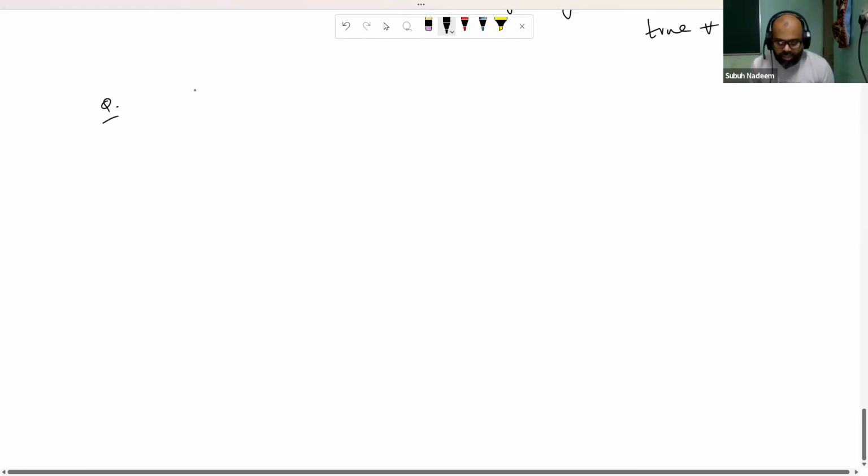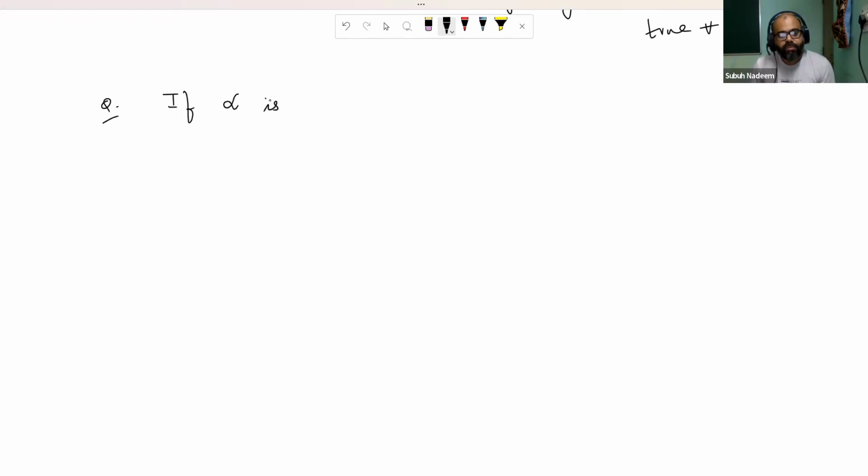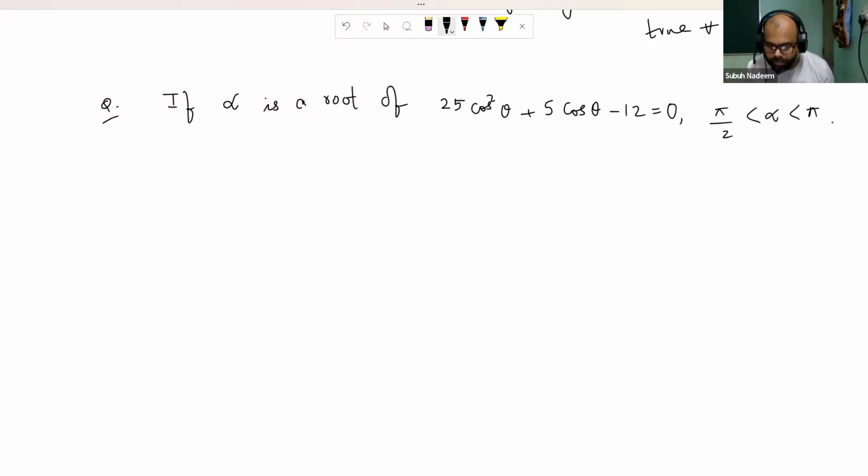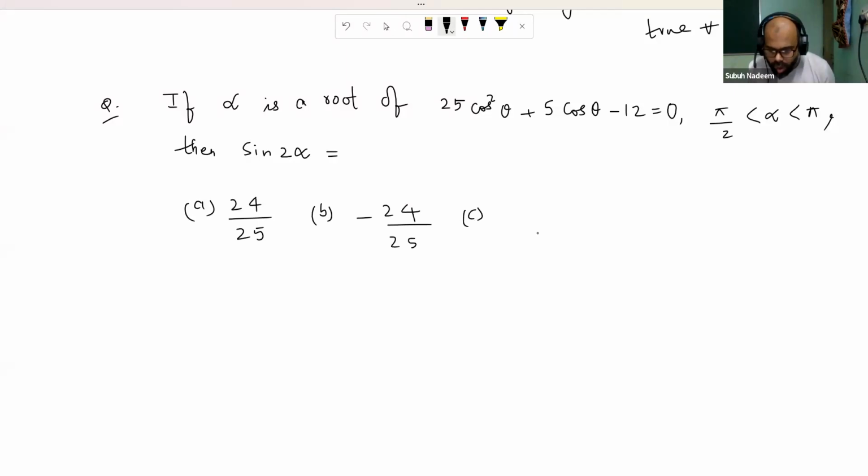Next question. It says if alpha is a root of 25 cos square theta plus 5 cos theta minus 12 equal to 0, and alpha is between pi by 2 and pi, then sine 2 alpha is equal to, options are given: 24 by 25, minus 24 by 25, 13 by 18, minus 13 by 18.